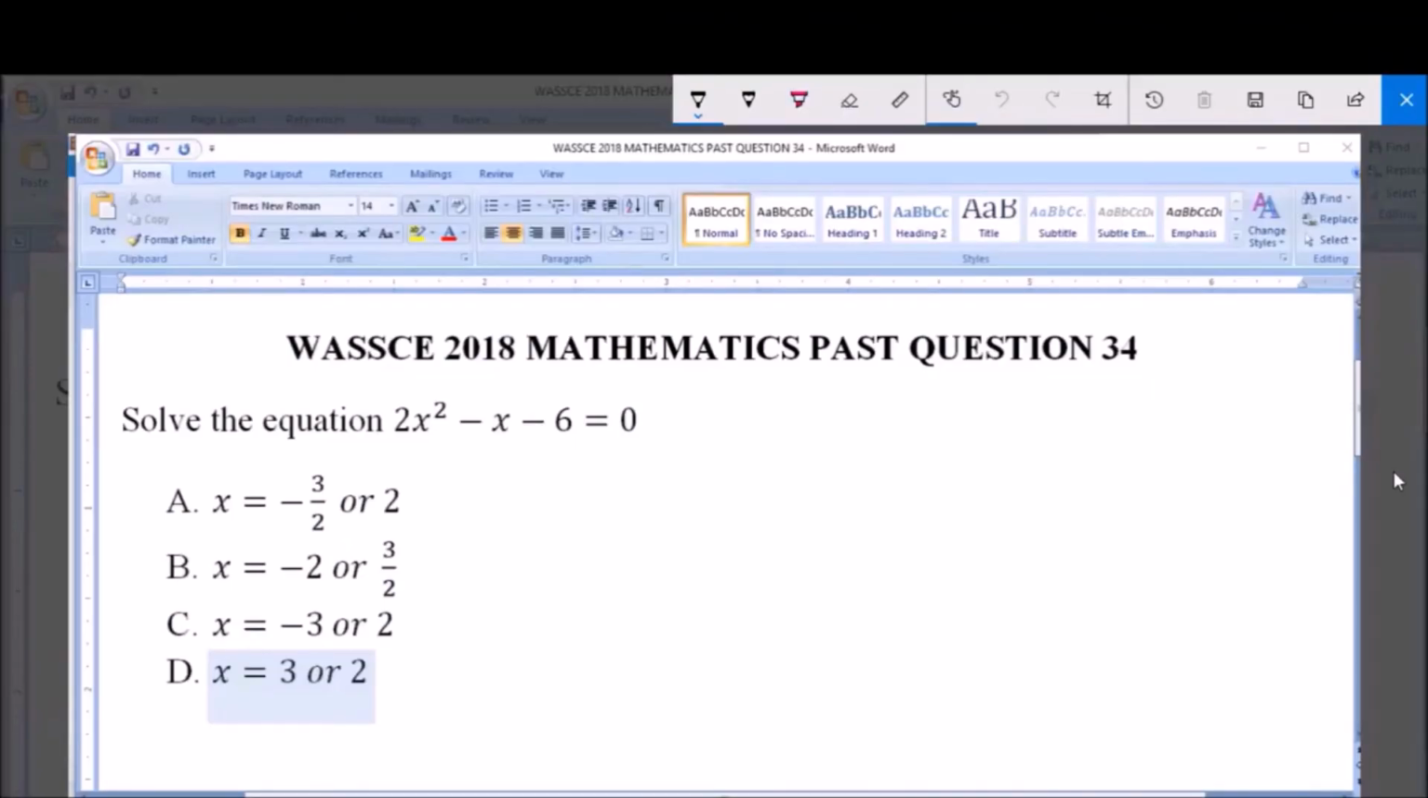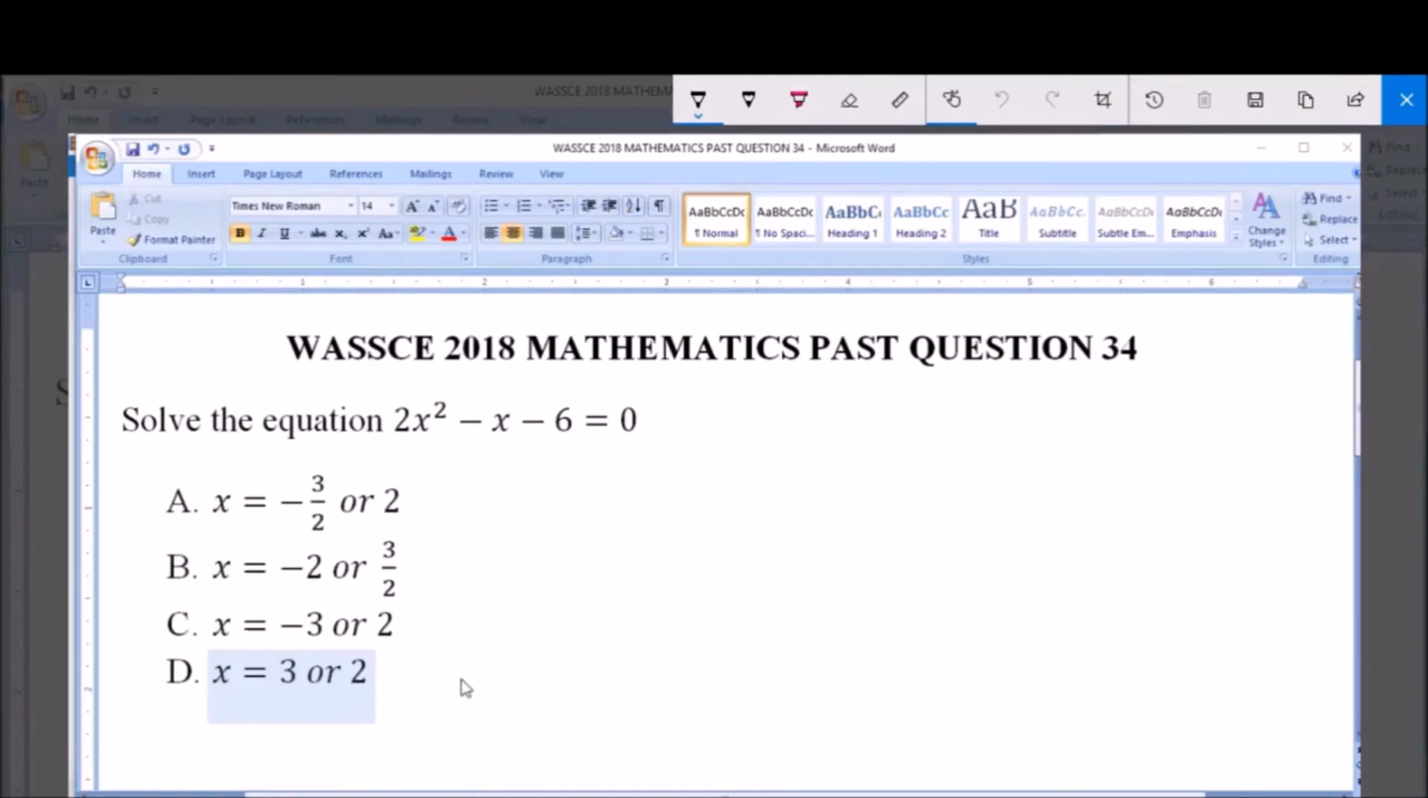I will be answering WASSCE 2018 Mathematics Past Question 34. Solve the equation 2x squared minus x minus 6 is equal to 0. A, x is equal to minus 3 over 2 or 2. B, x is equal to minus 2 or 3 over 2. C, x is equal to minus 3 or 2. And D, x is equal to 3 or 2.